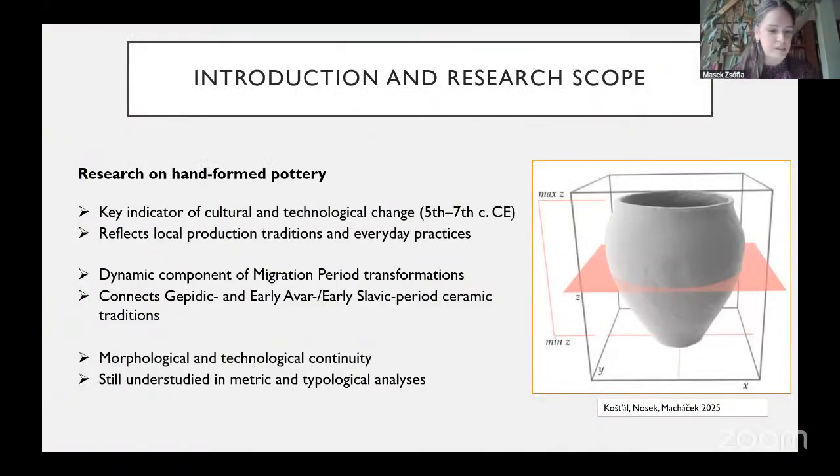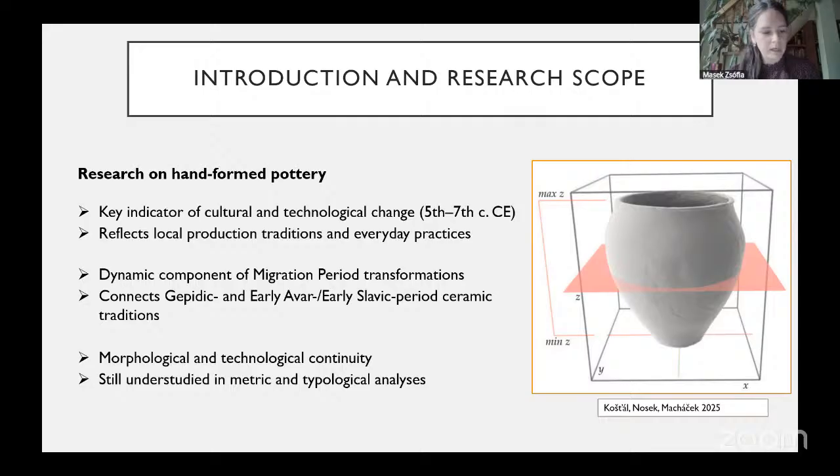Hand-formed pottery represents one of the most sensitive indicators of cultural and technological change in the 5th to 7th centuries AD, reflecting local production traditions, everyday practices, and shifting economic structures. Research has increasingly emphasized that hand-formed pottery assemblages were not marginal or purely archaic survivals, but dynamic components of broader regional transformations affecting Central and Eastern Europe during the migration period and the early Middle Ages.